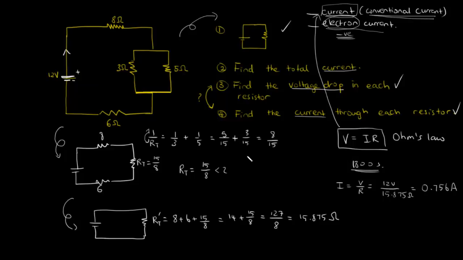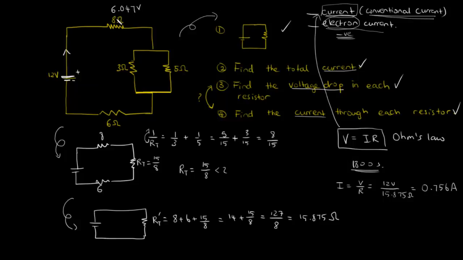So that's done. Total current is done. Using the total current, we can figure out the voltage drop across each resistor. This much current is passing through 8 ohms. Again, using this equation, what's the amount of voltage that's used in here? That's equal to I times the 8, which is the R. If I do that, that's equal to 6.047, rounded to the third decimal place, and that's volts.